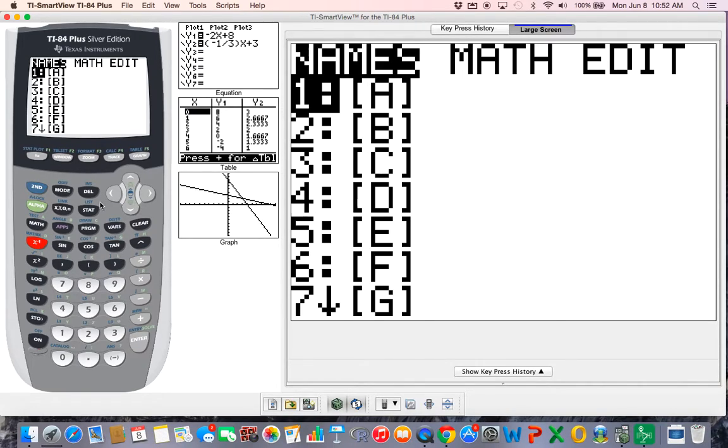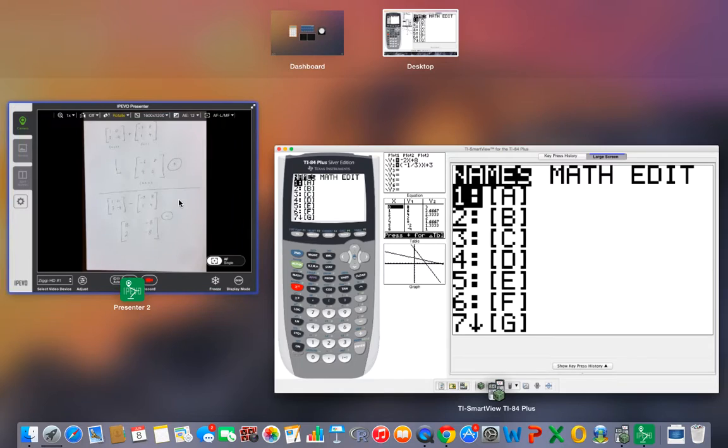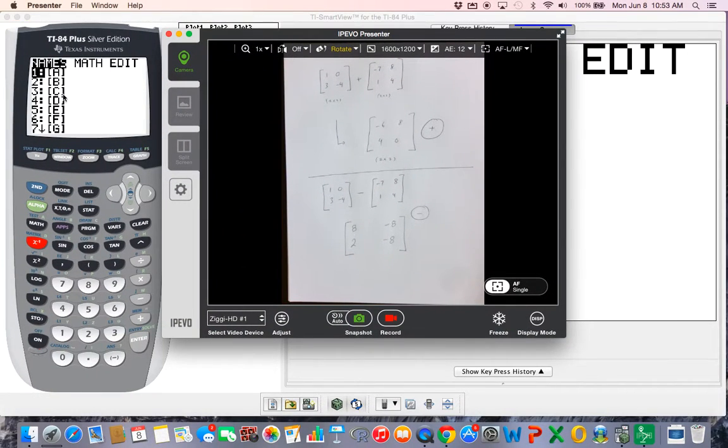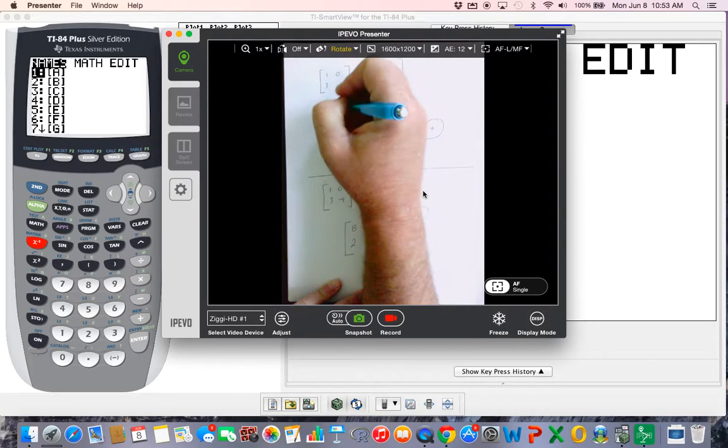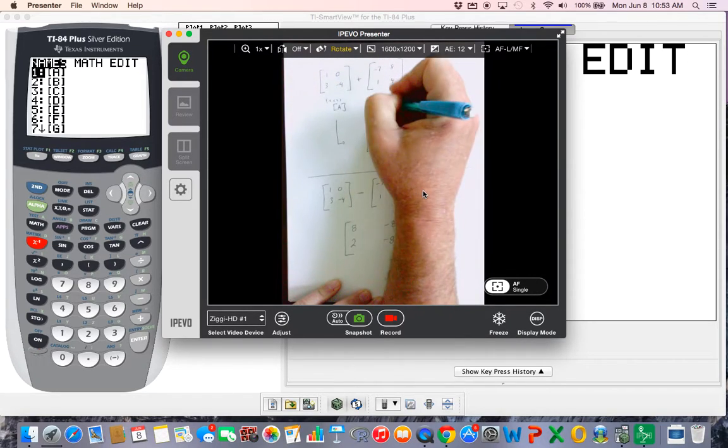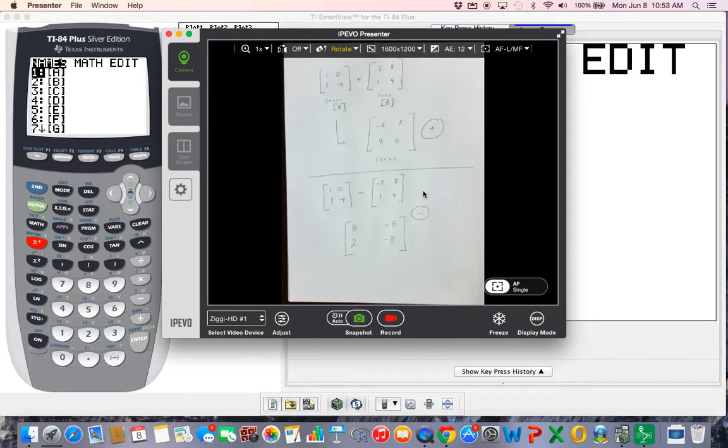Now, you guys may already have some matrices there. That's fine, don't worry about it. If you've got some matrices that have already been edited and stored in, that's cool. But before I do anything, I want to name my matrices. The calculator gives you the option of naming these with capital letters. So I'm going to name the first matrix A, and the second matrix B.